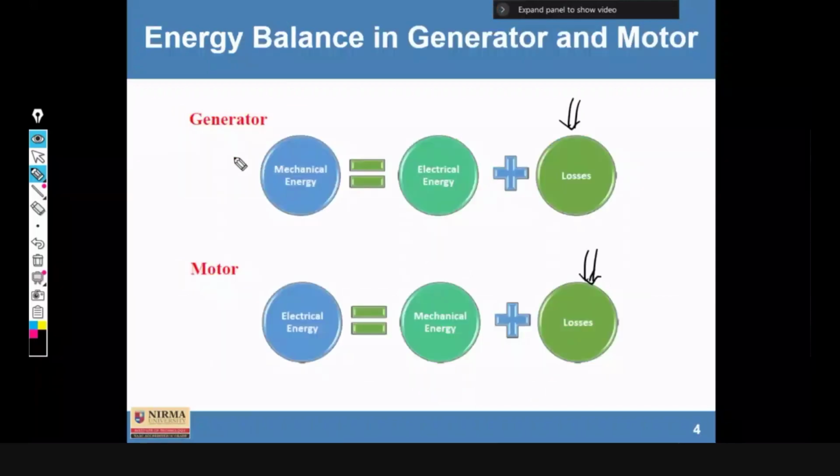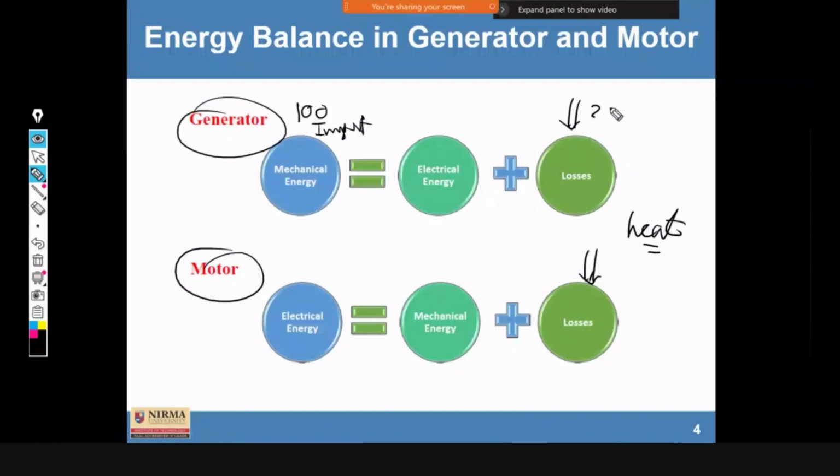Clear? So here, whenever we have 100% input, suppose 20% losses are there, then output is 80%. Clear? So here we can have an equation of 100 is equal to 80 plus 20. Clear? And similarly in a motor, suppose your electrical input is 100%, if losses are 20%, then mechanical is 80%. So electrical energy is equal to mechanical energy plus losses. Clear? And in case of a generator, the mechanical energy is equal to electrical energy plus losses.